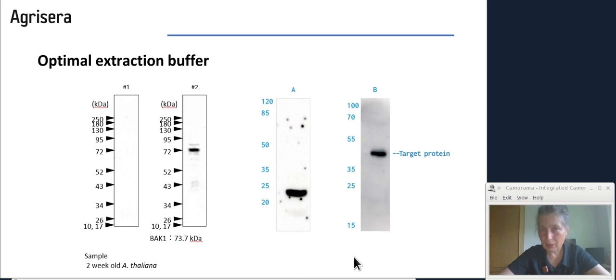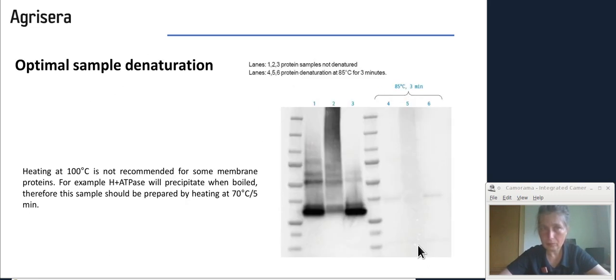Here the seed material has been analyzed, and in extraction buffer A, the target had completely wrong molecular weight, while it was well preserved with extraction buffer B. Also, sample denaturation conditions are very important. We do not recommend heating at 95 or 100 degrees for 5 to 10 minutes. Many proteins may simply aggregate in such conditions. A classical example is H+ ATPase, which will aggregate and there will be no detection of a signal on a Western blot.